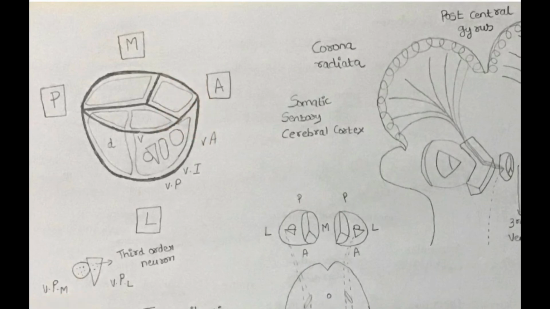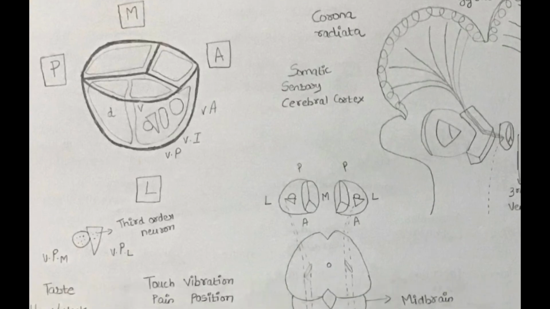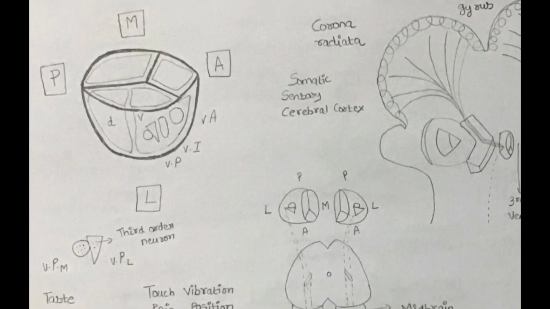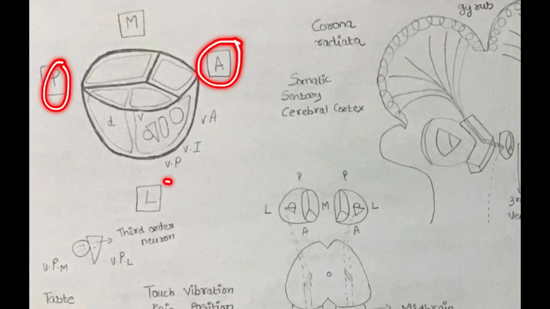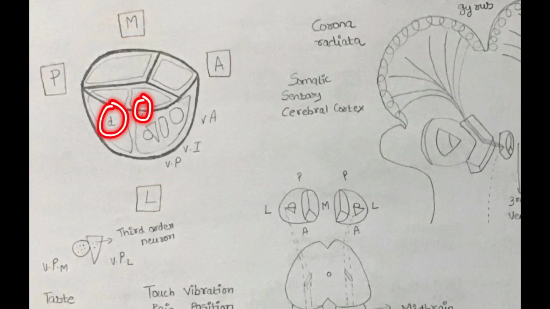And the third nucleus is in the ventral area and posterior to the second nucleus, and it is near the lateral position of the thalamus, so it is in the ventro-posterior lateral position. So it's quite confusing, but it's very easy if you remember the position of the thalamus, the ventral area, the dorsal area, and the position of the nuclei with respect to each other.